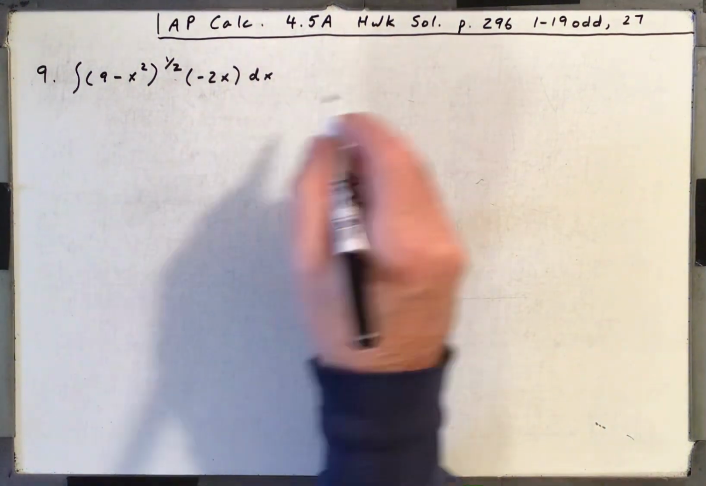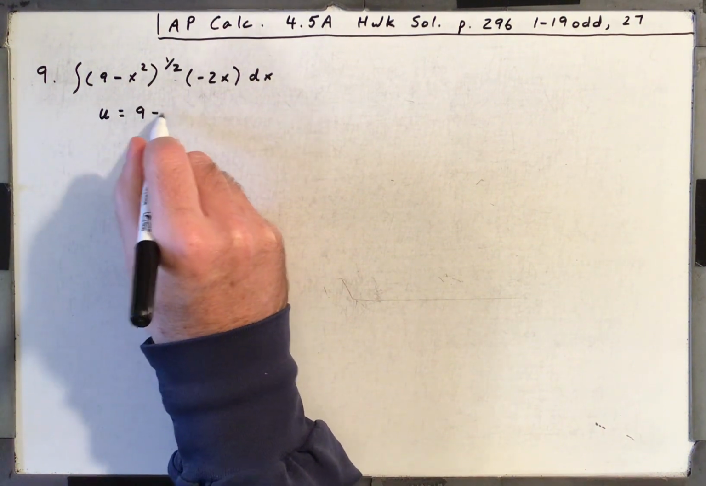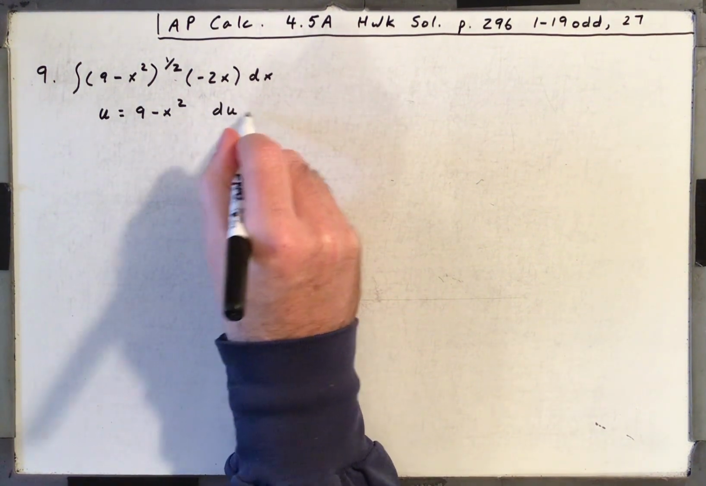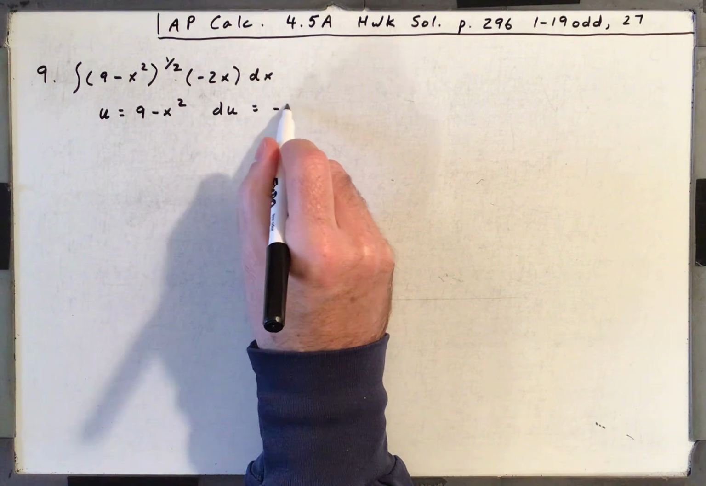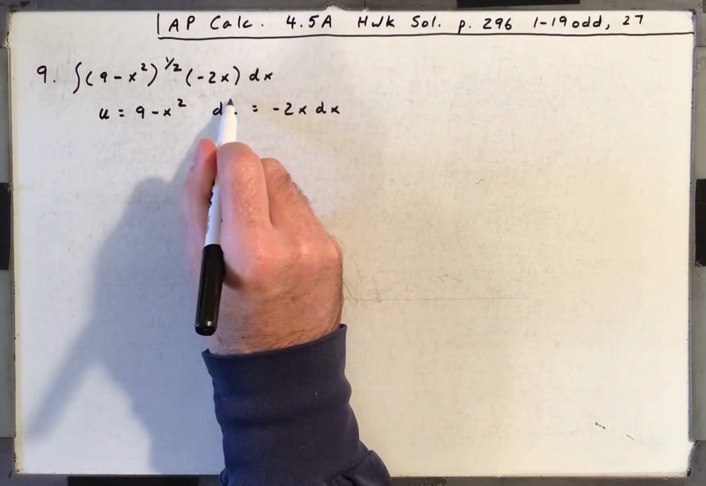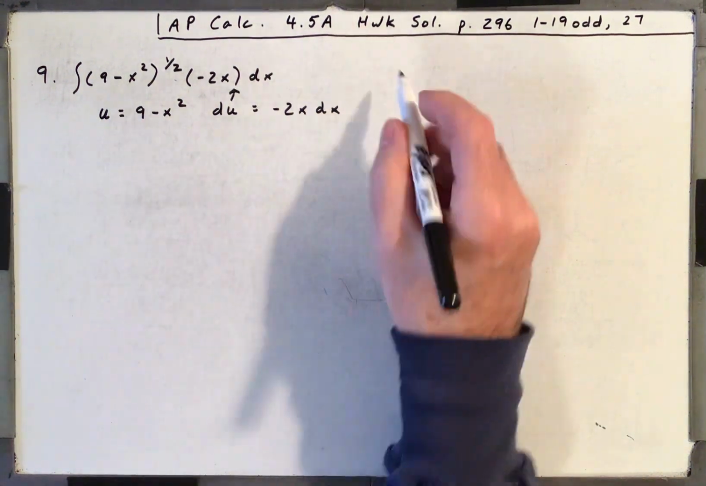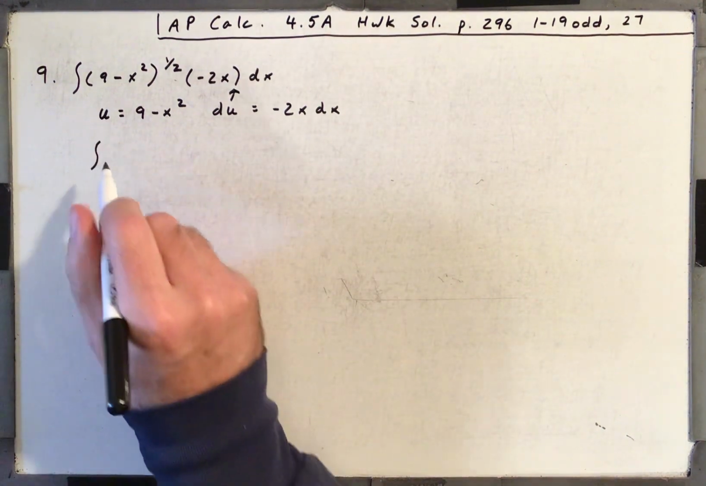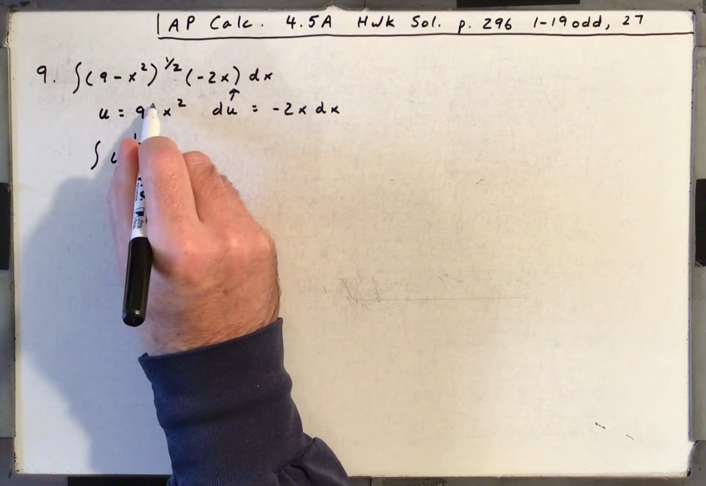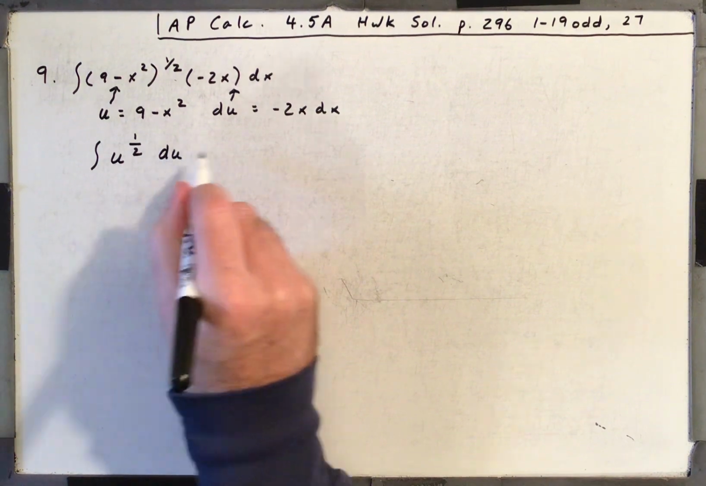So we would want, let's let u be 9 minus x squared, because if you take the derivative of that, du is going to be minus 2x dx. So du is just this right here. It's just sitting in the problem, minus 2x dx. And so we can rewrite this in terms of u as u to the 1/2. Remember, u is right here. U to the 1/2 du.